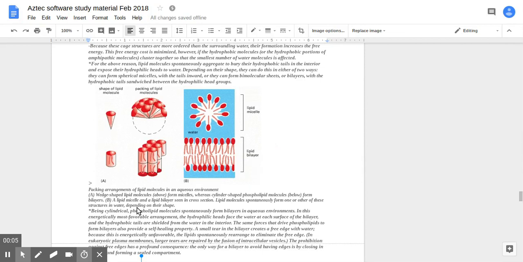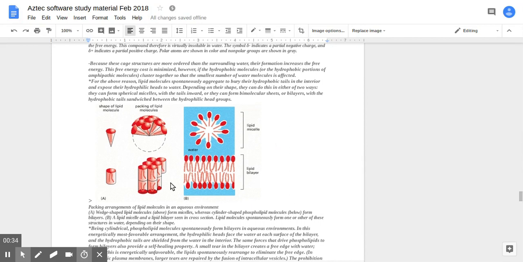Hi there, we're continuing with cell biology in a nutshell. We left off learning about the way that phospholipid molecules form the membrane of cells and the way they pack based on their cylindrical shape.